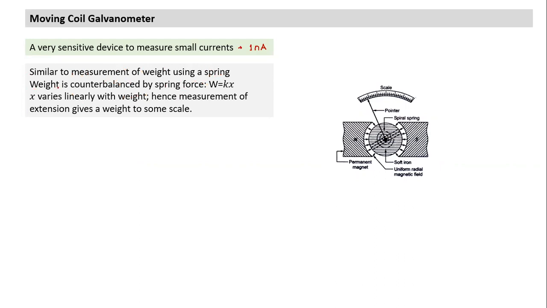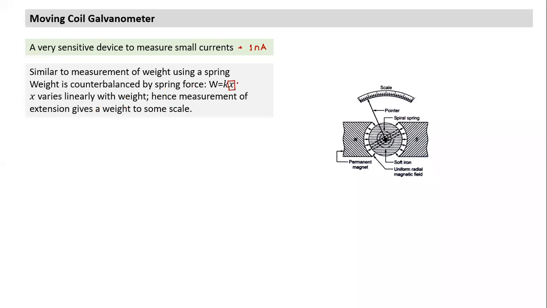In case of spring, what happens when you suspend any mass which has mg weight acting downwards? Weight is counterbalanced by spring force. And what is spring force equal to? So weight becomes equal to K into X, X being the extension of the spring. So how does it give you weight? Rather than measuring weight, what are you measuring? We are actually measuring the extension of the spring. X varies linearly with weight, hence measurement of extension gives you the weight to some scale.